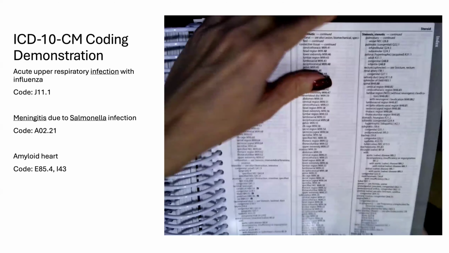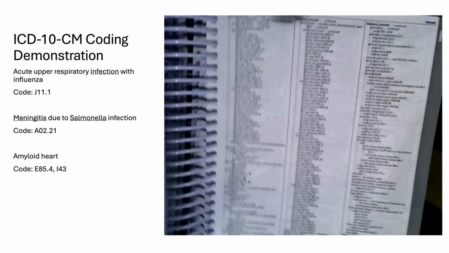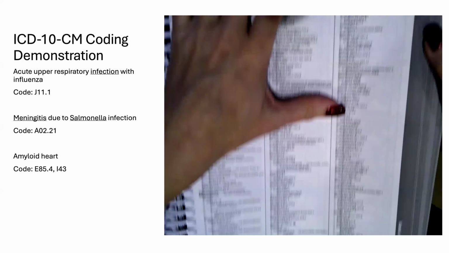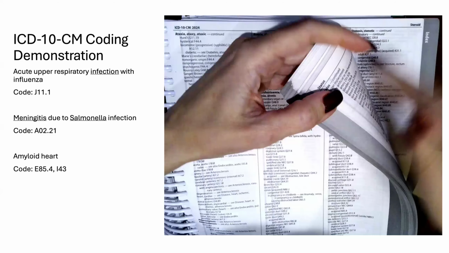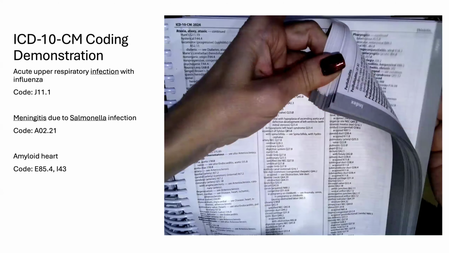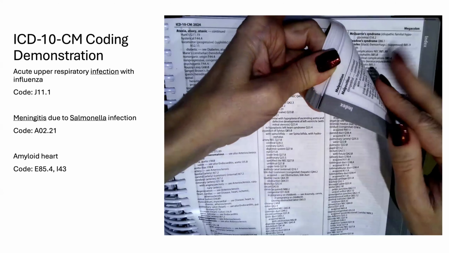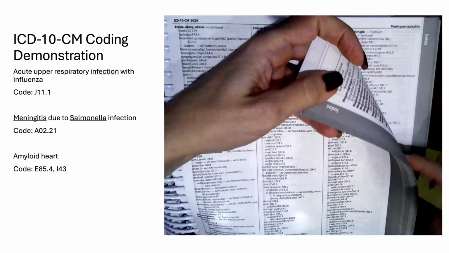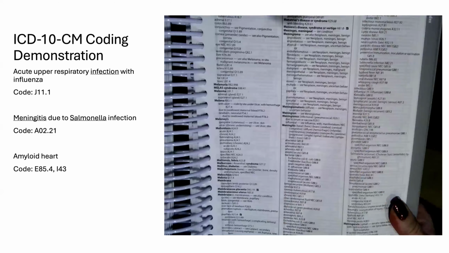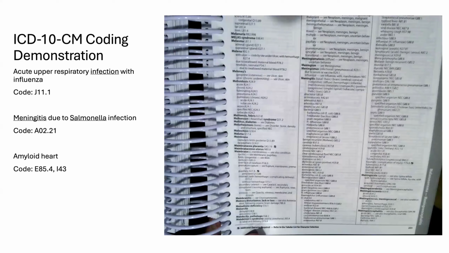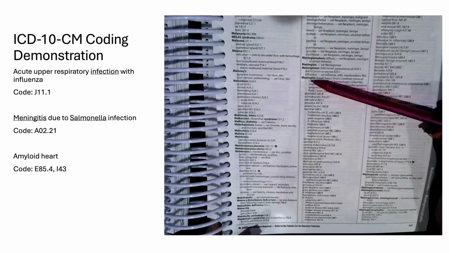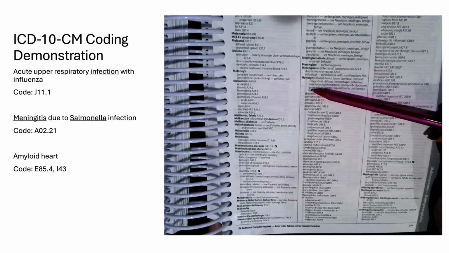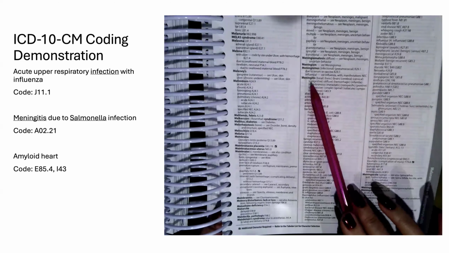I'm in the S's. I need to be in the M's for meningitis. So I'm going to come over here to the top and just flip. This is how I flip. It's easier for me. And I'm looking for meningitis. Here I'm pretty close, and there's my meningitis right there. Quickly flip, and I can see in the center of the page, let me get the pen here so it's easier, meningitis. So we have meningitis due to salmonella infection. And this one has a whole bunch of non-essential modifiers.